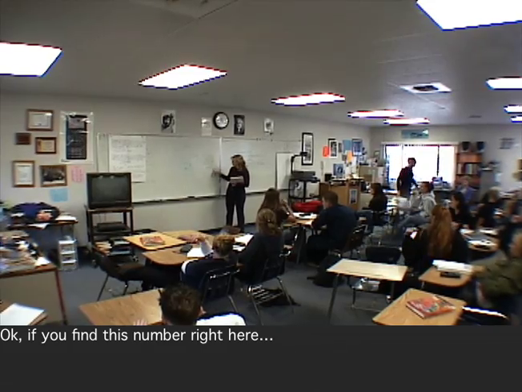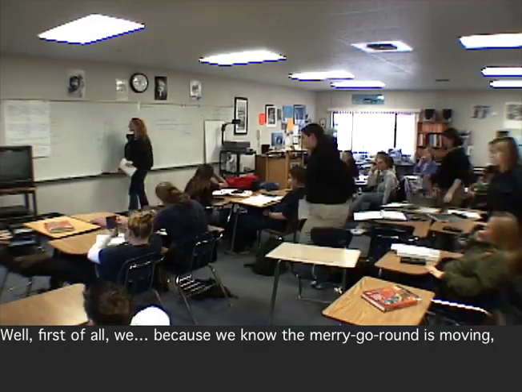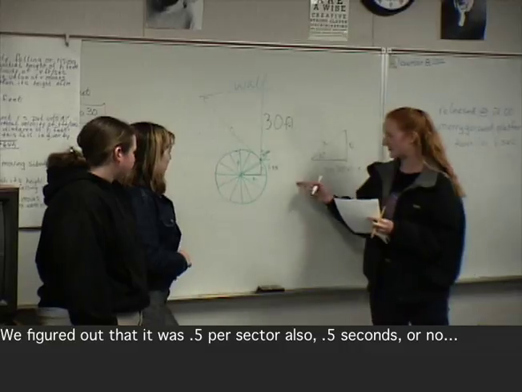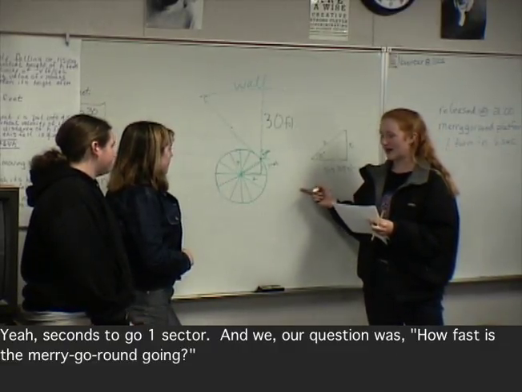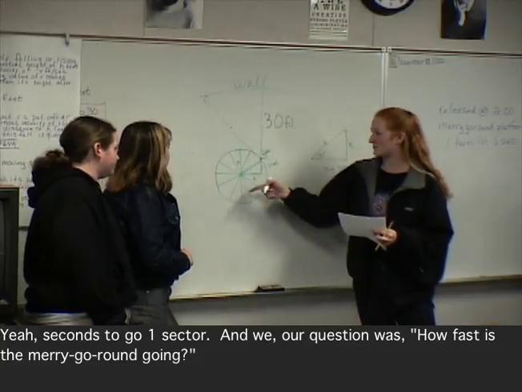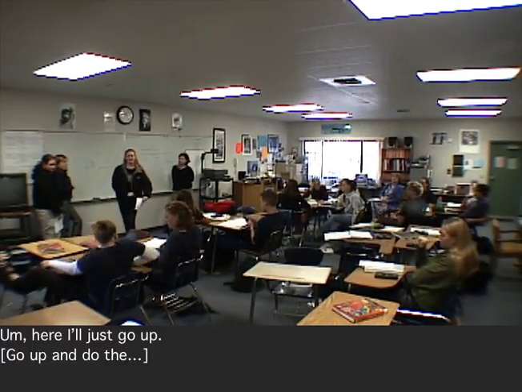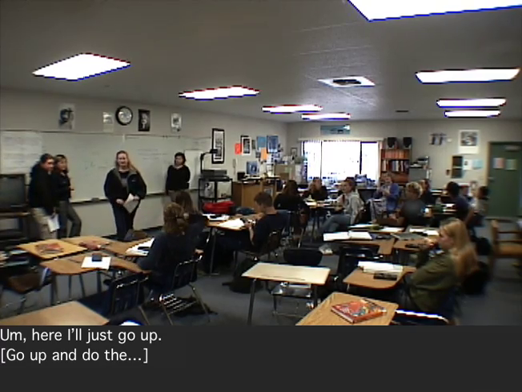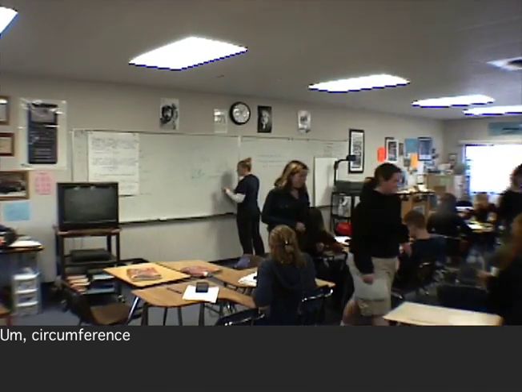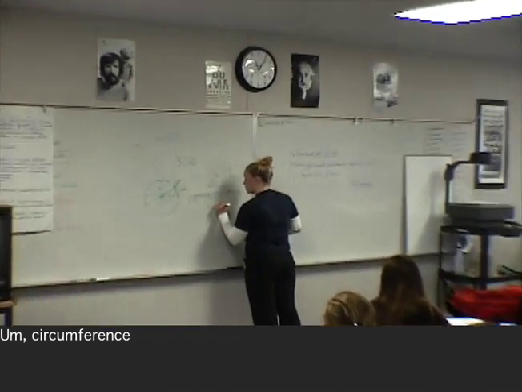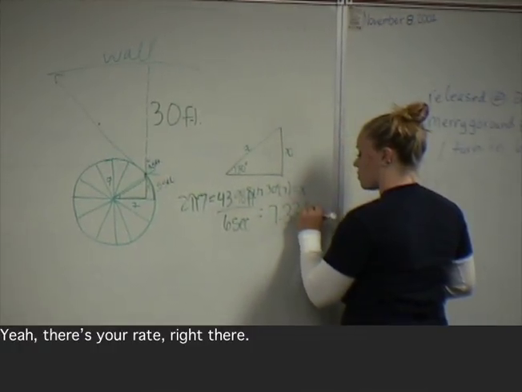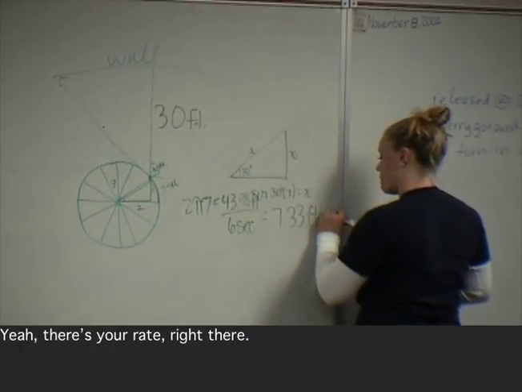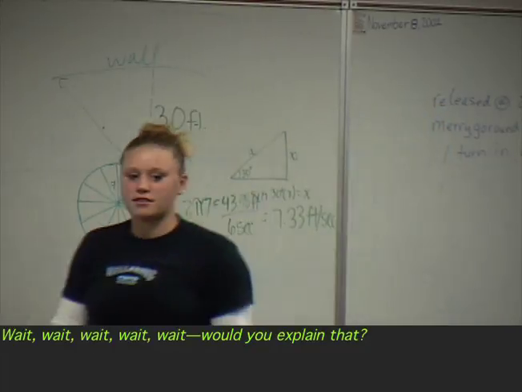Okay, if you find this number right here, our question was, how fast is the merry-go-round going? Go up and do the circumference, because 6 seconds is the amount of time it goes around. There's your rate, right there.